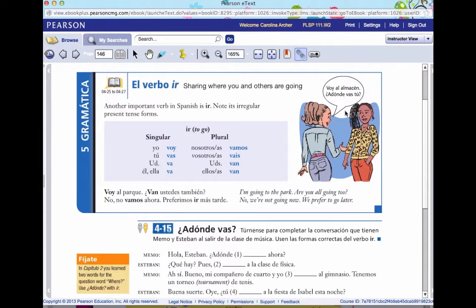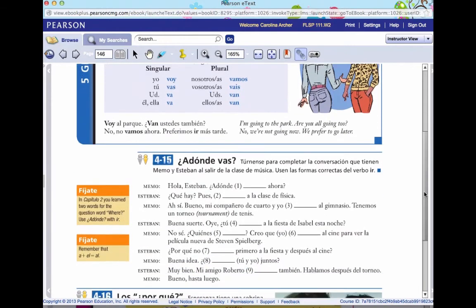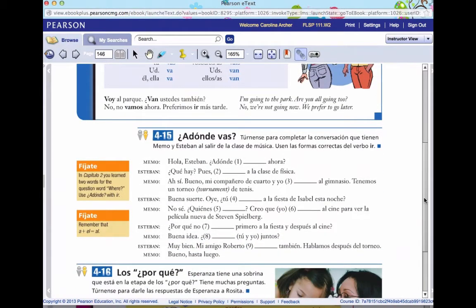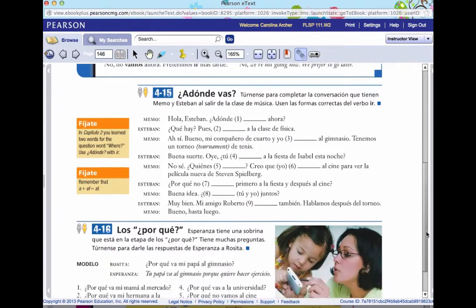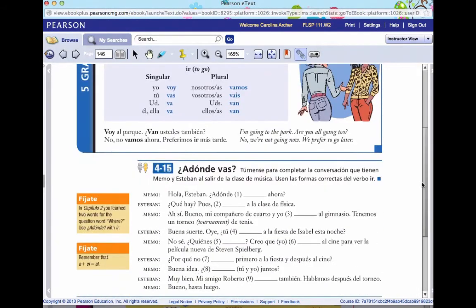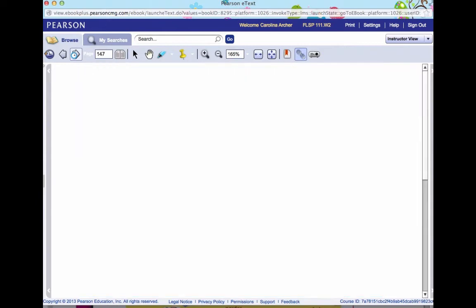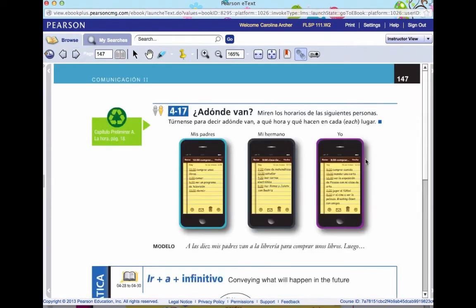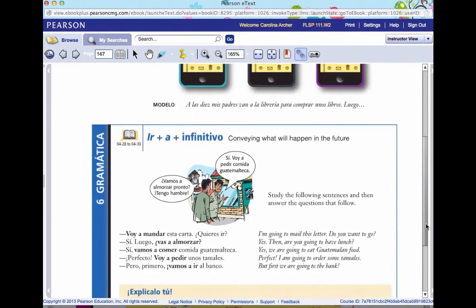Okay? For example, voy al almacén. ¿A dónde vas tú? Okay? So yo voy. ¿A dónde vas tú? Okay? So first you're going to do some practice with the verb ir, just as the verb to go by itself. And then when you have gotten acquainted with the conjugation and the use of the verb to go, the verb ir, we are going to learn how to express the future tense.